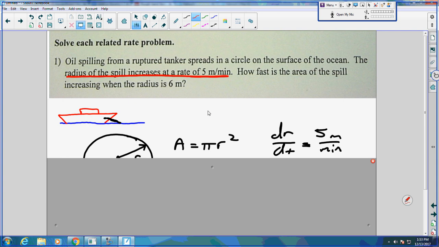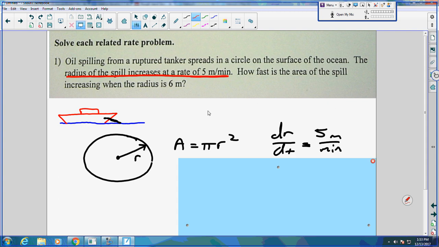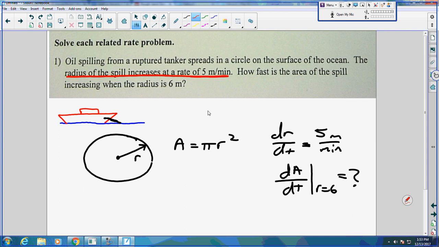And they said it's in the area of a circle. So we know that formula of a circle is A equals pi r squared, and it is spilling in a circle. They want to know the radius is 6, okay, but we don't include the 6 in the figure because it's changing, and so is the area. Finally, it says how fast is the area. So they are looking for dA/dt when the radius is 6.